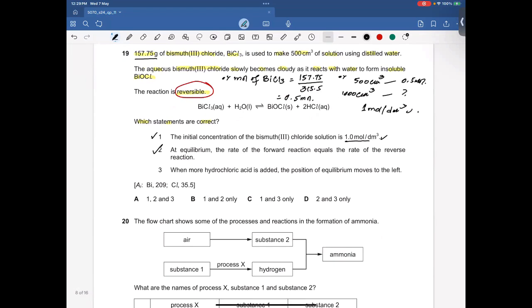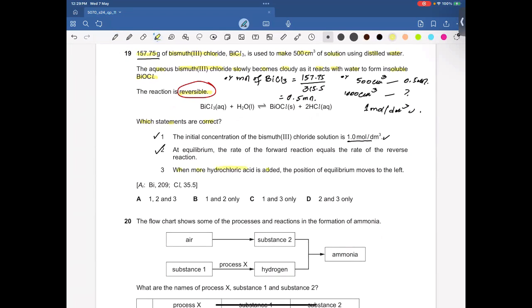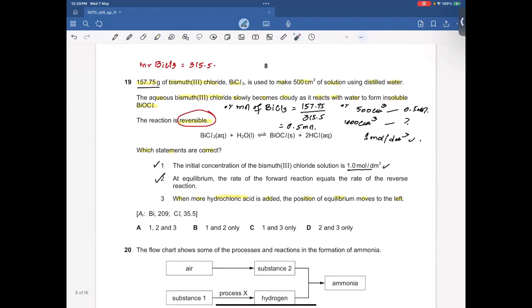Next, when more hydrochloric acid is added, the position of equilibrium moves towards the left. When you add more hydrochloric acid, obviously it increases the amount of HCl. So this favors the equilibrium towards the left hand side, and that's the statement, which means the third statement is also correct, and therefore A is going to be the right answer.